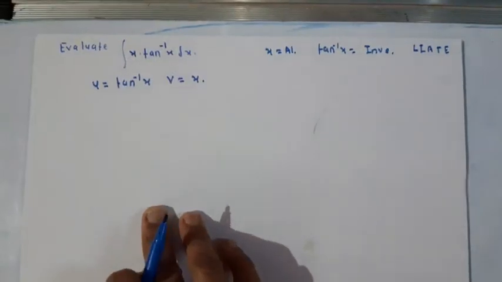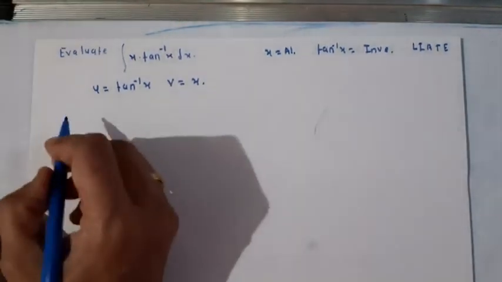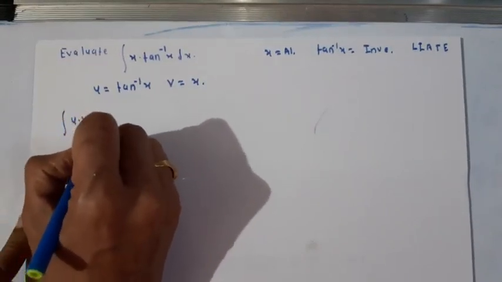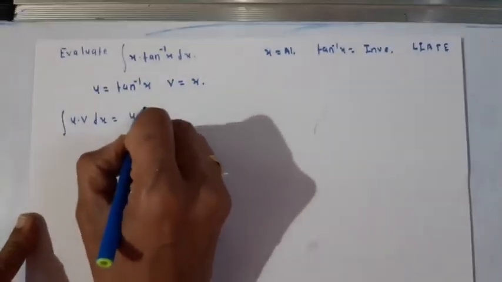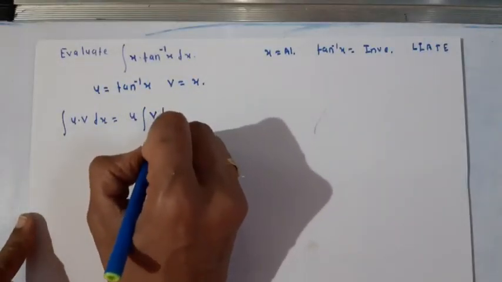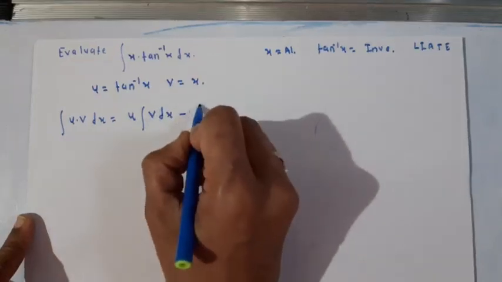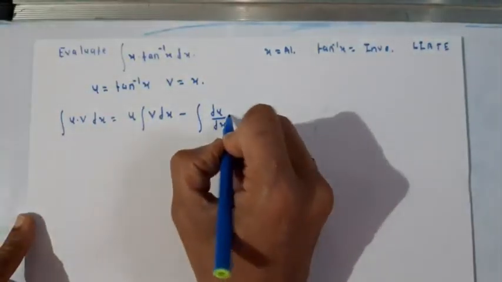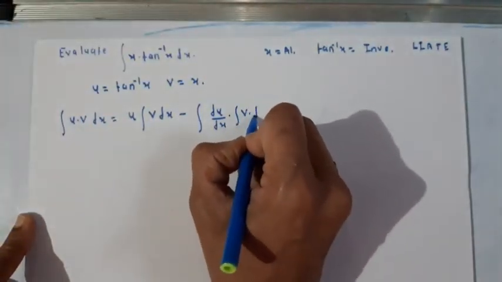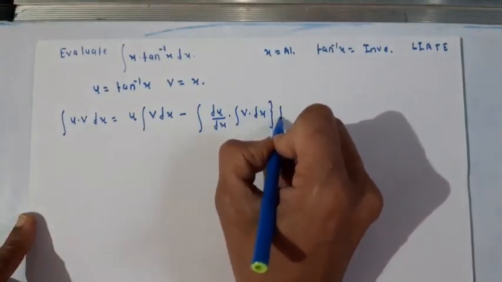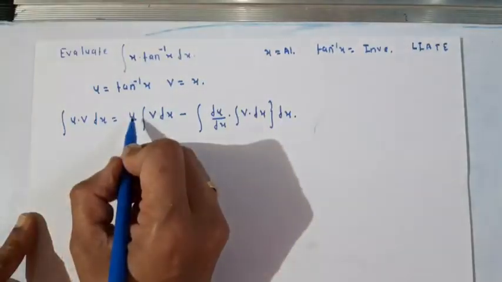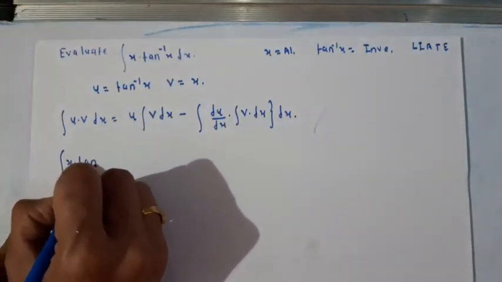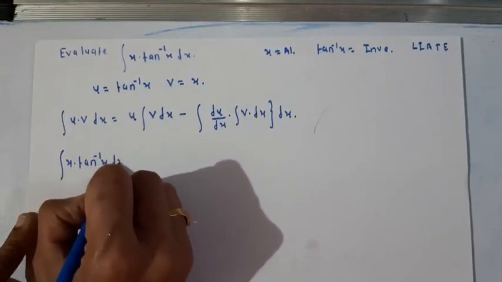So apply by parts theorem. So by parts theorem is that integration of u into v with respect to x equal to u integration of v with respect to x minus integration of differentiation of u with respect to x into integration of v with respect to x, and whole the integration with respect to x. So here, therefore, integration of x into tan inverse of x with respect to x.